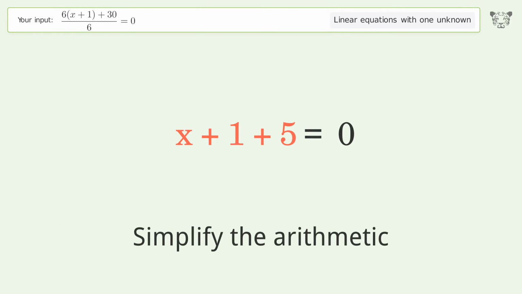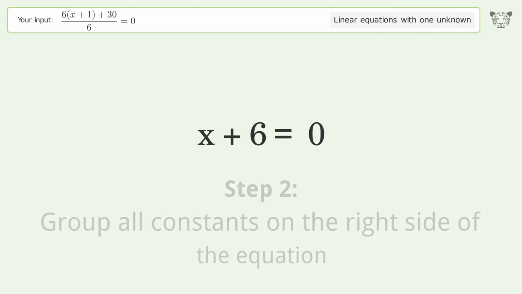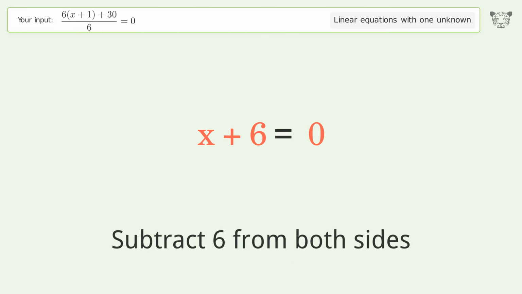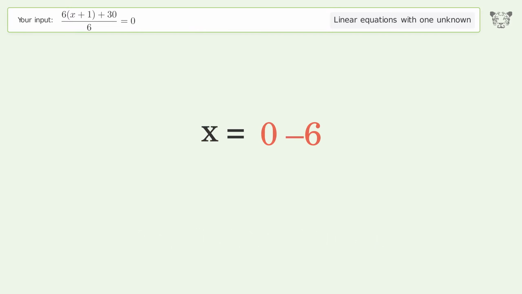Simplify the arithmetic. Group all constants on the right side of the equation. Subtract 6 from both sides. Simplify the arithmetic. And so the final result is x equals -6.